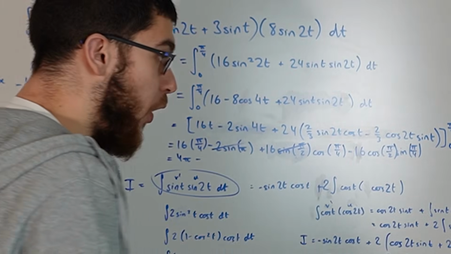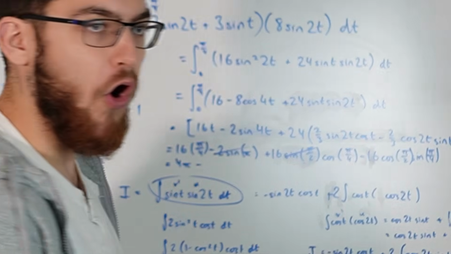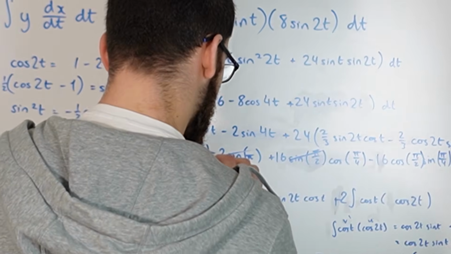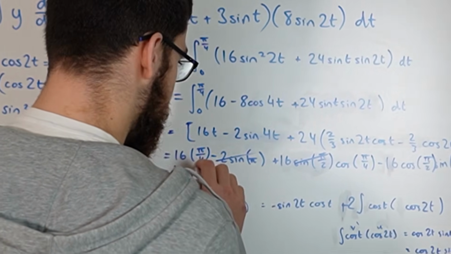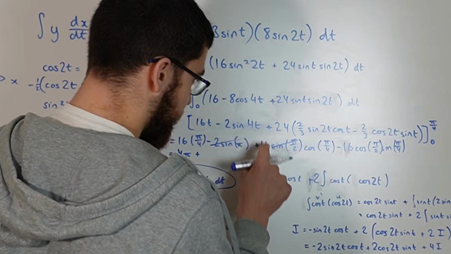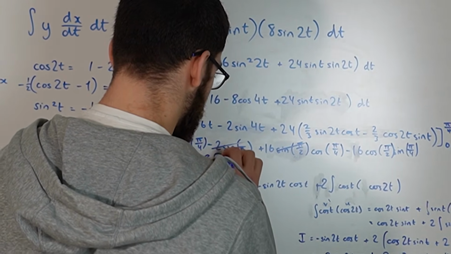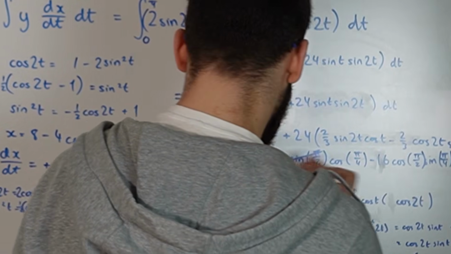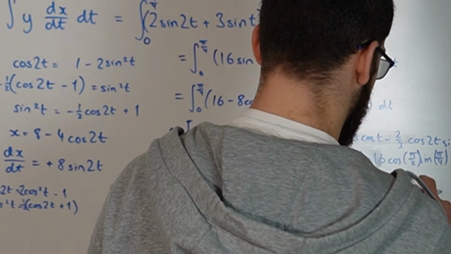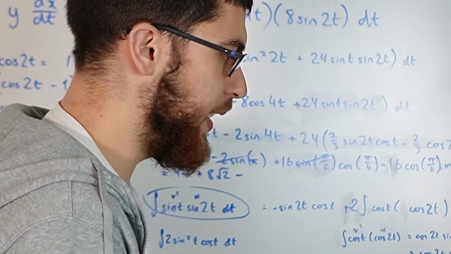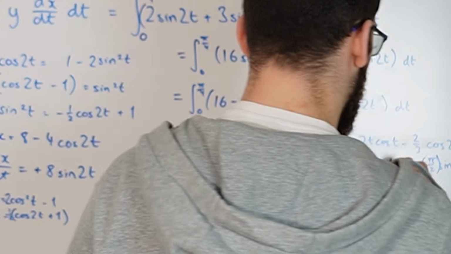Cosine pi over 4 is the same as sine pi over 4, which is root 2 over 2, so minus, so this plus 16 root 2 over 2, which is 8 root 2. So we've done that one now. Minus 16 cos pi over 2. Cos goes down, so cos pi over 2 is just 0. So the whole term cancels.